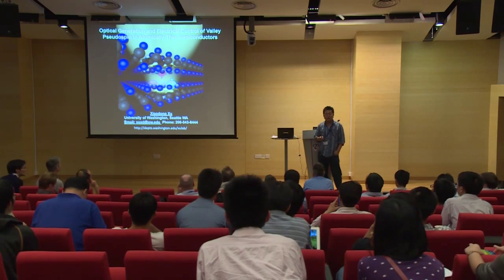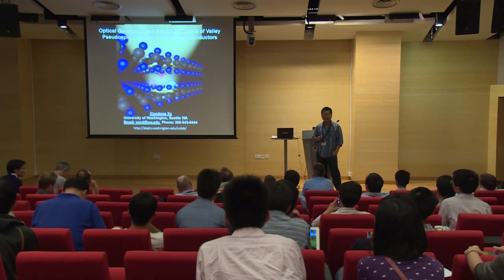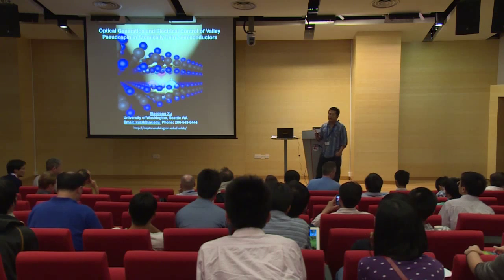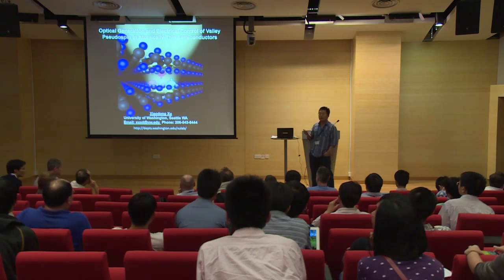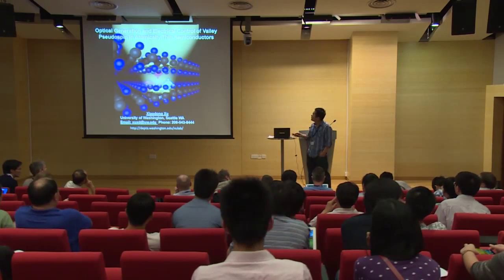Wang just gave a very comprehensive talk on the theoretical side of these valley spins and the pseudo spin physics in transition metal dichalcogenides. So my talk will largely echo what Wang talked about, but from the experimental point of view. So hopefully it will be simpler to understand.